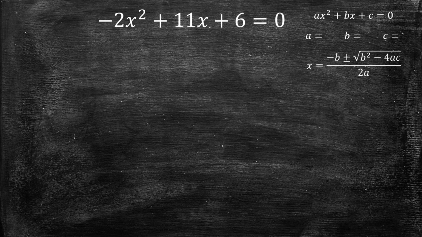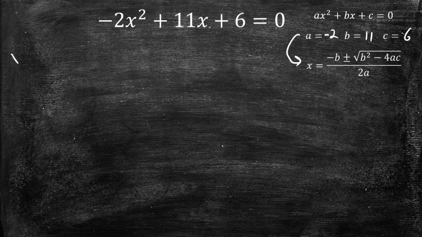Now what we want to do is figure out what our a, b, and c terms are going to be. a is the number in front of the x squared, so in this case it is negative 2. b is the number in front of the x, so that is 11. And c is the number that's by itself, which is 6. All right, so now we have our a, b, and c, and we can go ahead and plug that into our quadratic formula here.